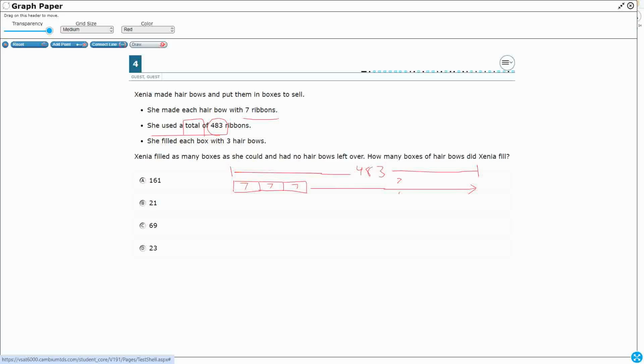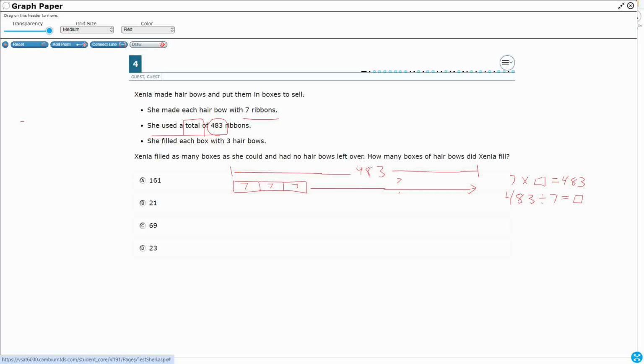Well, if I knew my multiplication facts times 7 up to 483, I could figure that out, but that's way too big. So let's think. This is showing us 7 times something equals 483. So let's think of a related fact. Most of you are thinking, well, you can divide. And if you're thinking you can divide, you are correct. I can divide that 483 by 7. So let's do that first to figure out how many hair bows Xenia could make.